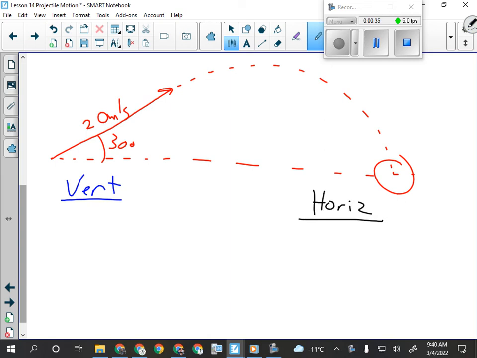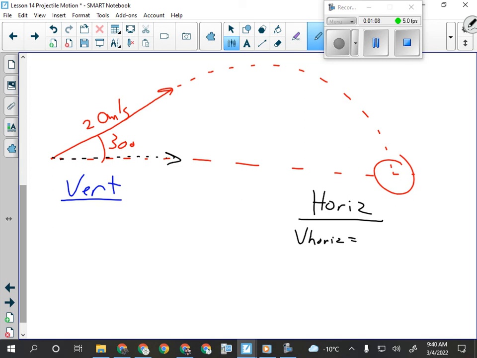This is his projected velocity, 20 meters per second, 30 degrees above the horizontal. That has a horizontal component and a vertical component. Would you agree? Okay. Just like any other vector thing we've done in this unit so far. So this side here would represent the horizontal component of that 20 meters per second. In other words, it represents his constant horizontal velocity.